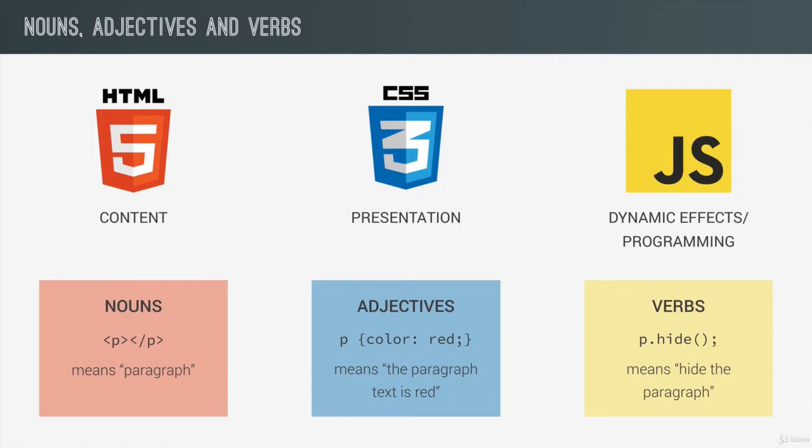Now, another way to easily visualize the role of each technology is to put them in terms of nouns, adjectives, and verbs. So in this thought experiment, HTML does the nouns, like saying that the P element is a paragraph. So paragraph here is the noun. The CSS then is the adjective, because it describes the noun, like saying the paragraph text is red. And so there is the adjective. And then finally, JavaScript is the verb, like saying hide the paragraph. And so we are doing something here, and so we have a verb. Okay, does that make sense? And so that is the role of JavaScript in web development.